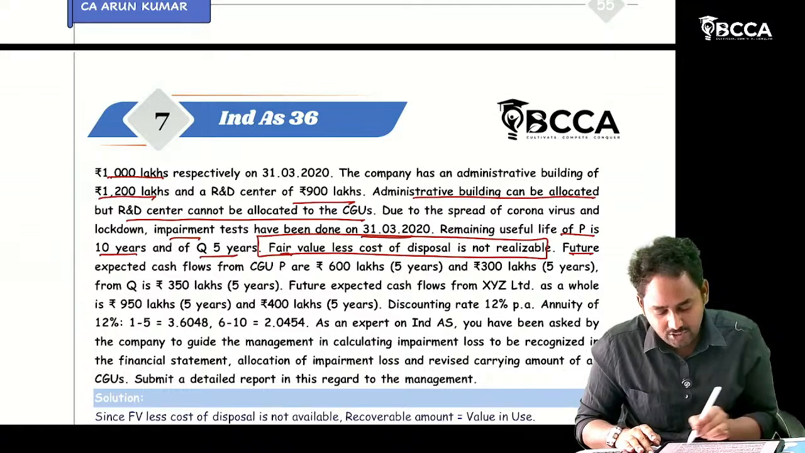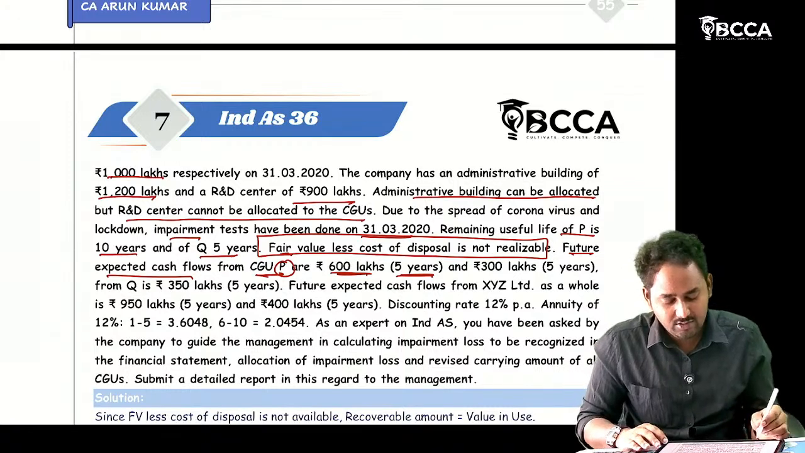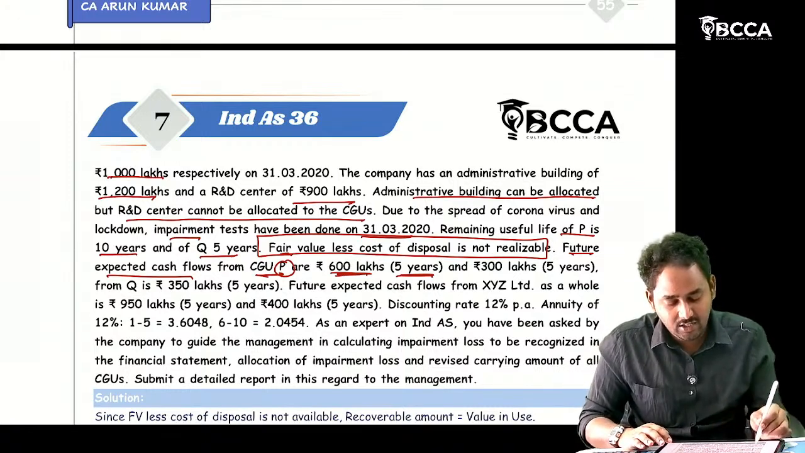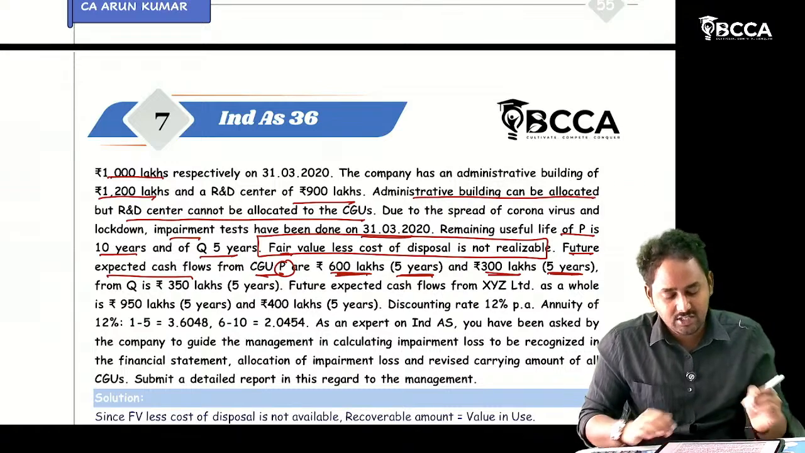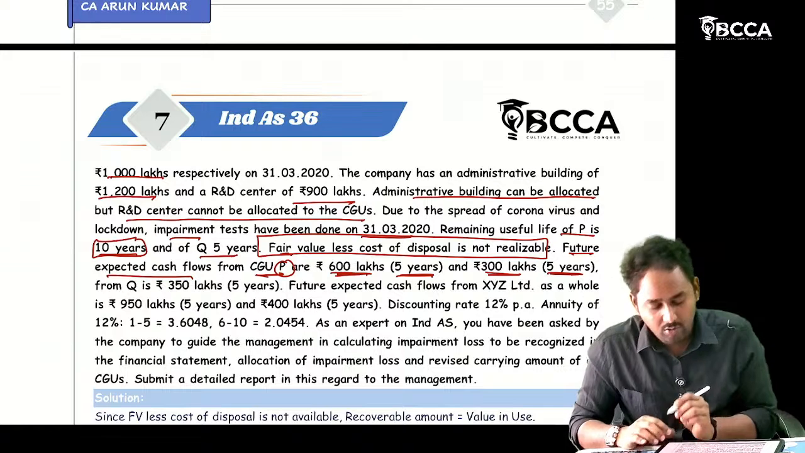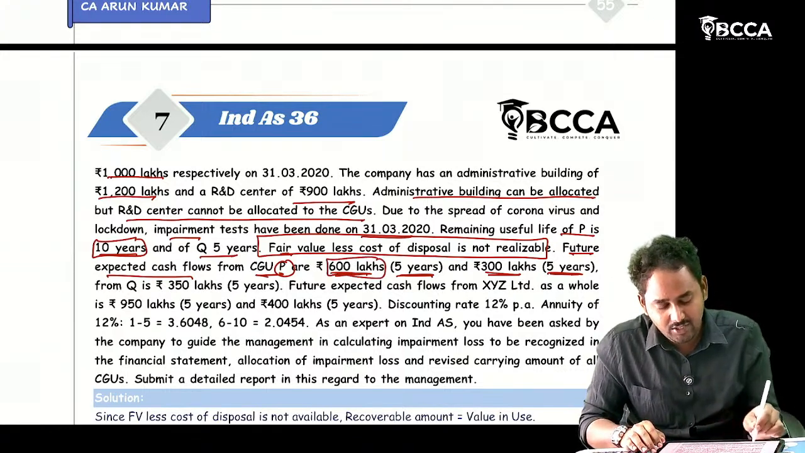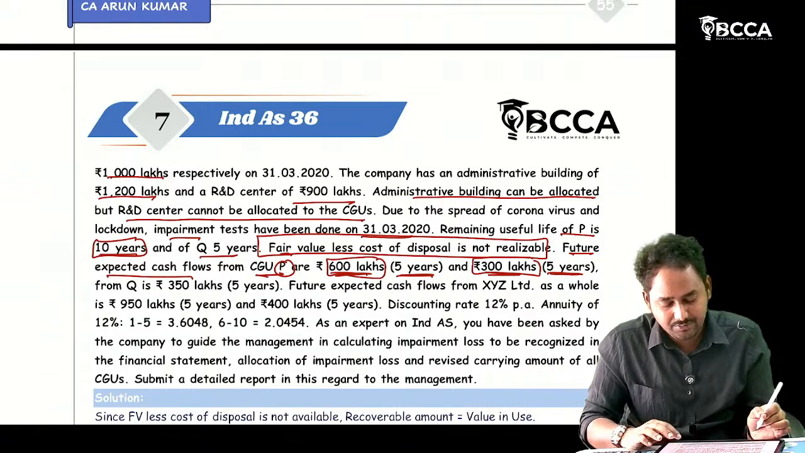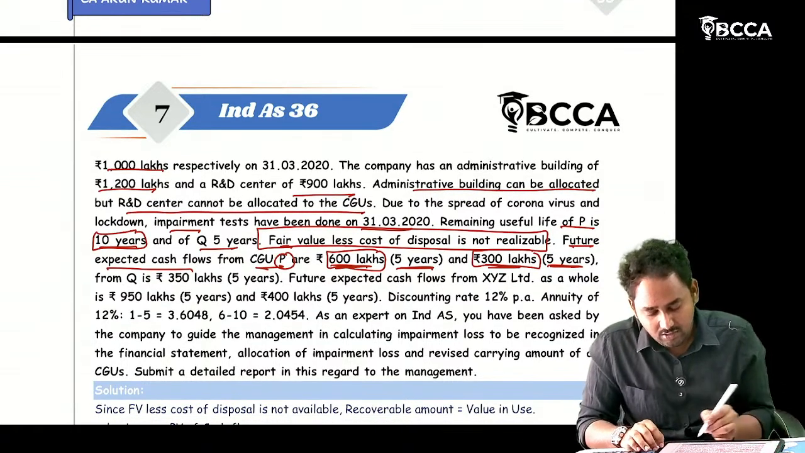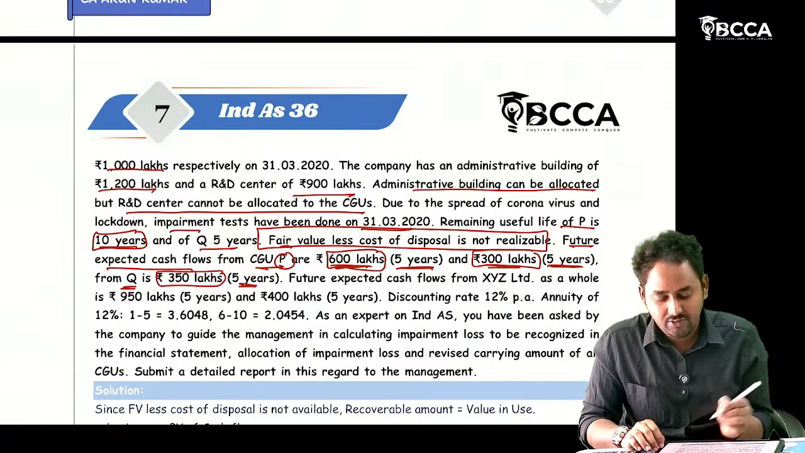What are the future cash flows of the CGU P? Asset P 600, useful life 5 years. Up to 5 years it is 600. Remaining 5 years it is 300. So what is the total useful life of the P? 10 years. Out of 10 years, 5 years is 600 lakhs. The remaining 5 years is 300 lakhs. Then for Q, it is 350 lakhs for 5 years.